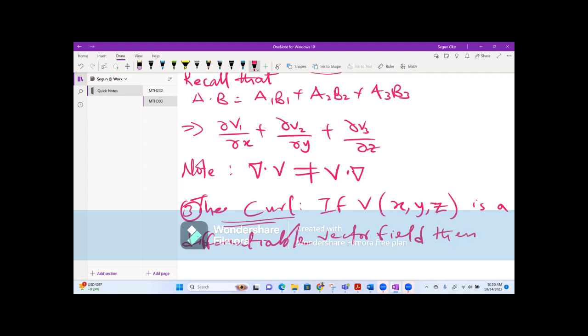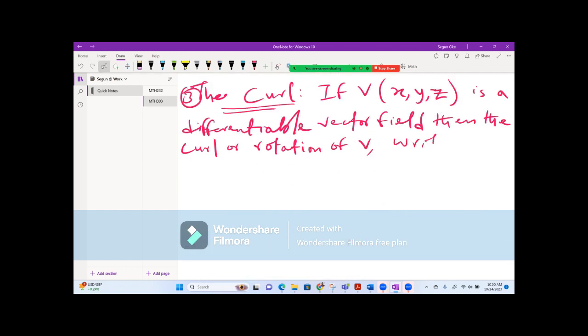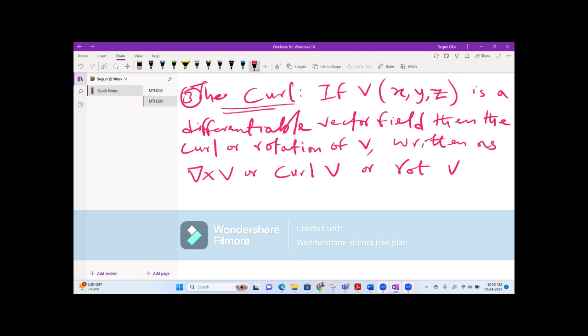Then the curl, or rotation, of V, written as del cross V or curl V, is defined as follows. Note this is cross, not multiply.